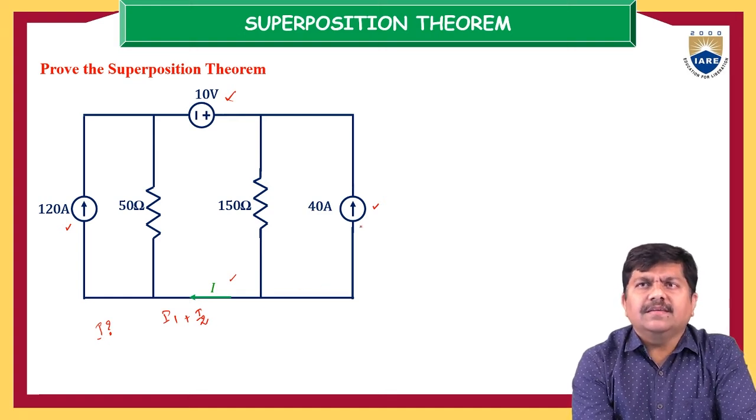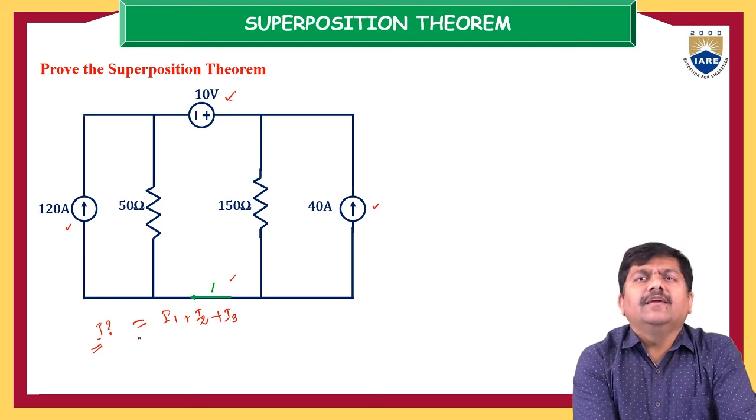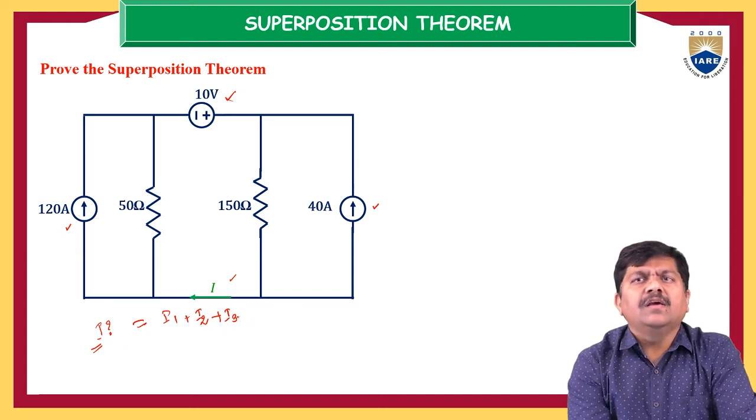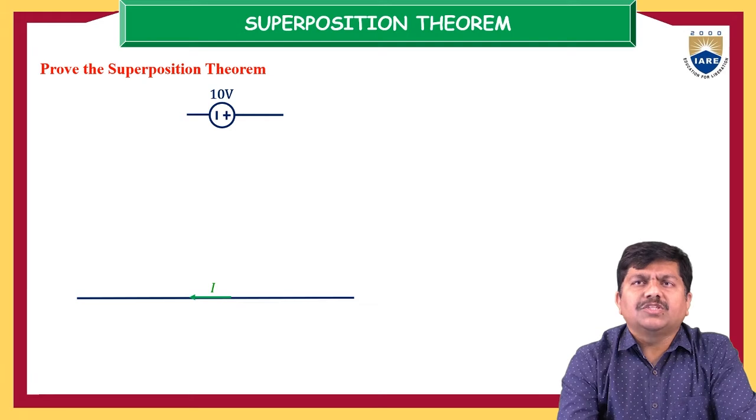Similarly, in the third case, just activate the 40 amps source and deactivate the 10 volts and 120 amps sources. Let us record the current at the same point. That is nothing but I3. Now sum all these currents and check whether they are equal to the current I or not. If it is not the same, then it can be said that this circuit does not have the superposition property. Otherwise, normally it happens that I must be equal to I1 plus I2 plus I3. That's what our superposition theorem states.